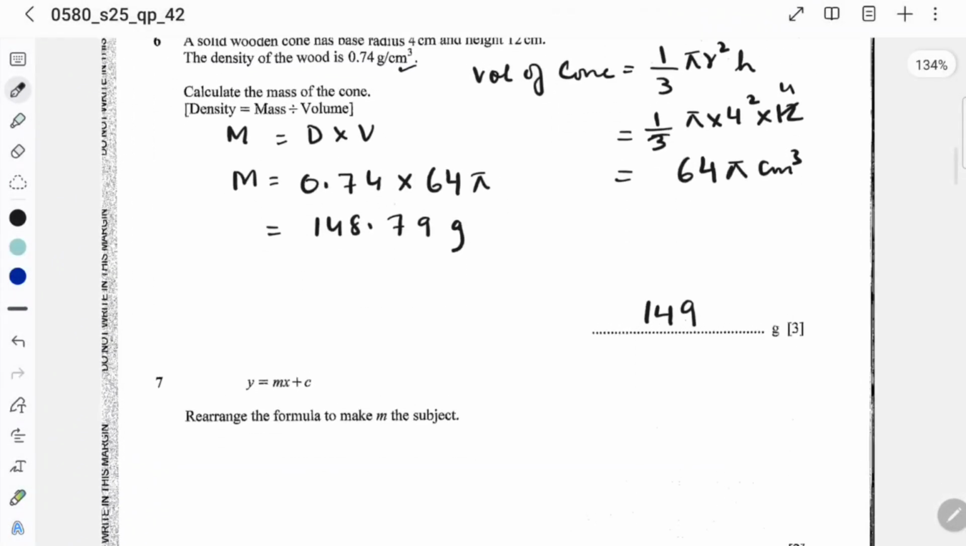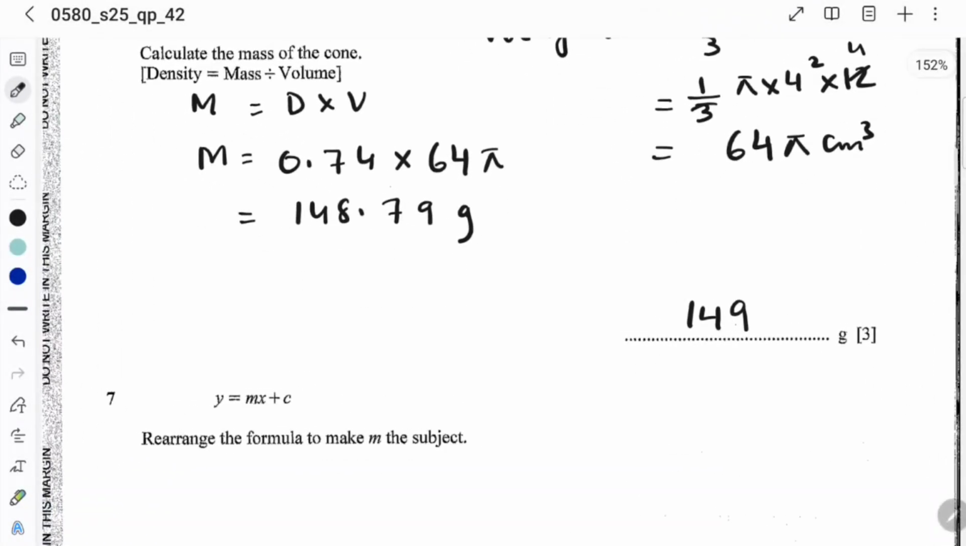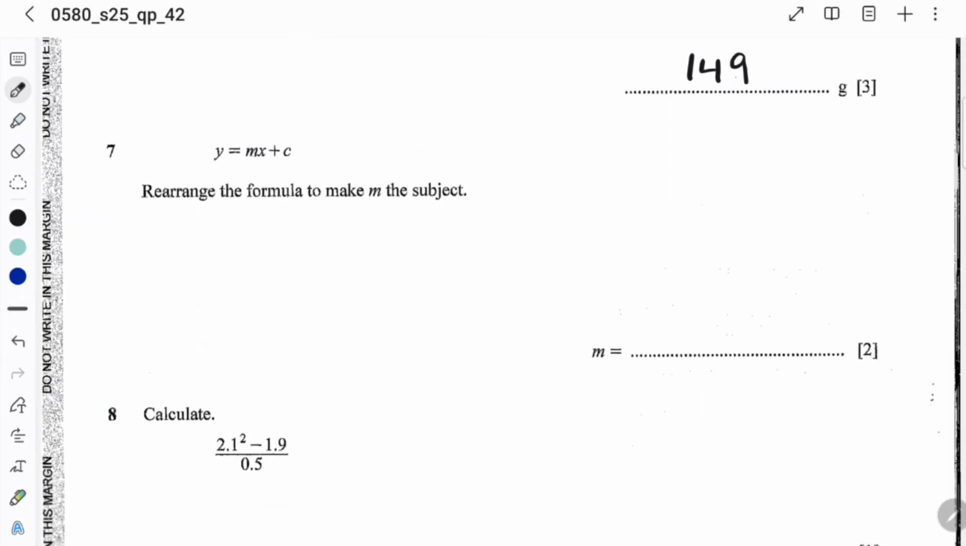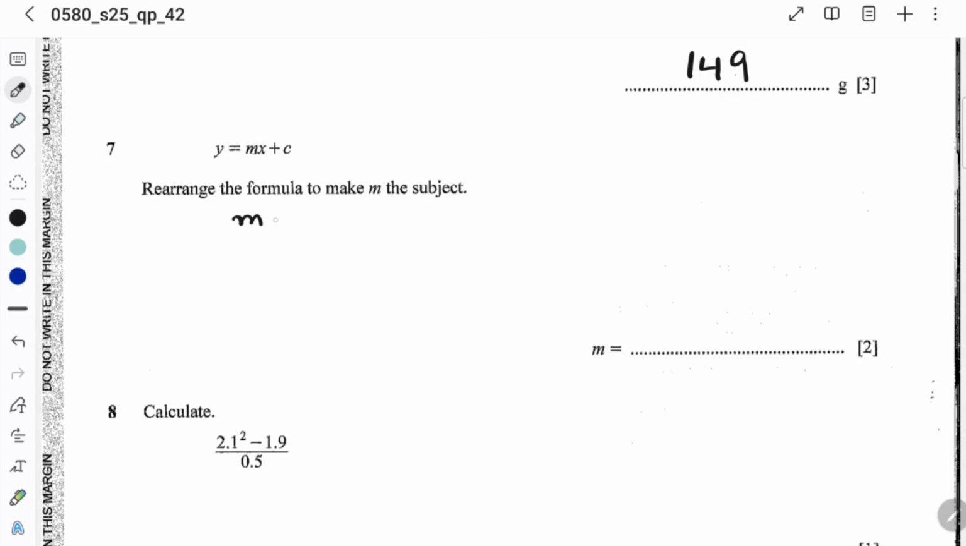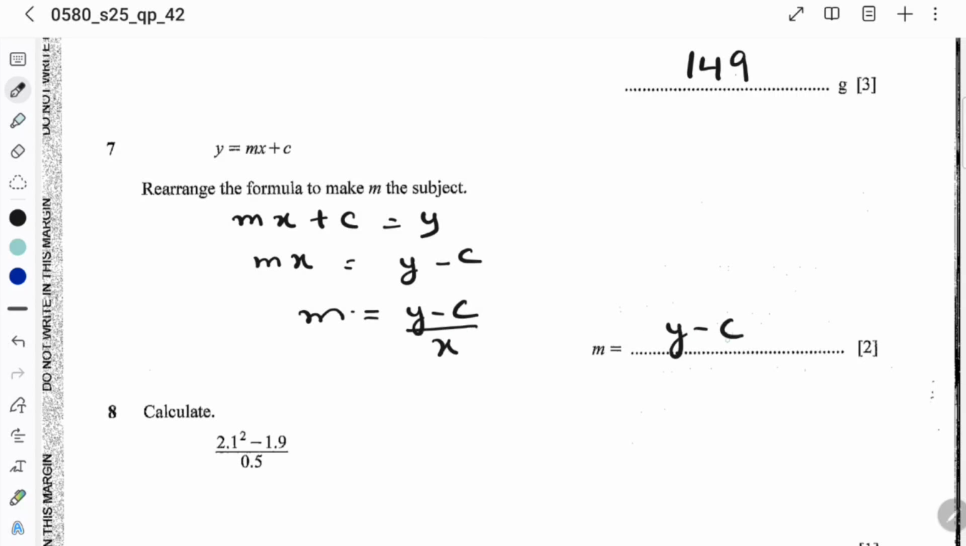Alright, so the next part, question number 7. Question number 7 is y is equal to mx plus c, and we have to rearrange the formula to make m the subject. So mx plus c is equal to y, and we have to make m the subject. Alright, mx is equal to y minus c, and x is equal to, no, we have to take m as the subject. M is equal to y minus c over x. Y minus c over x, that is a 2 marks question.